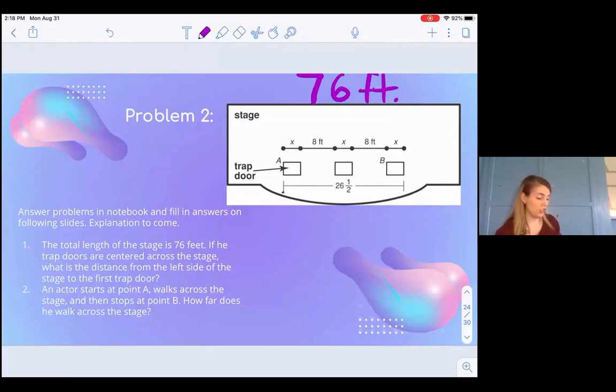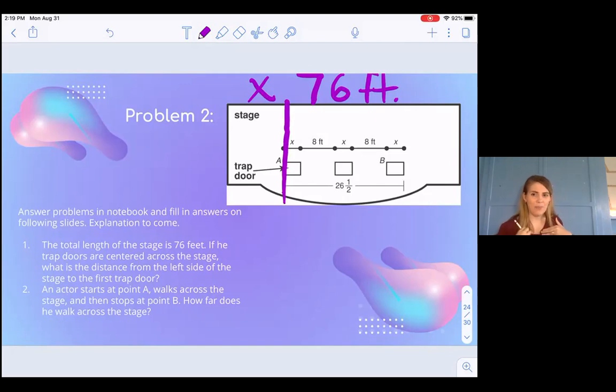If the trapdoors are centered across the stage, what is the distance from the left side of the stage to the first trapdoor? So I care about this distance from the trapdoor from the left side. I'm going to call this distance X. So now I'm going to dig into the problem and see what else I can find out.